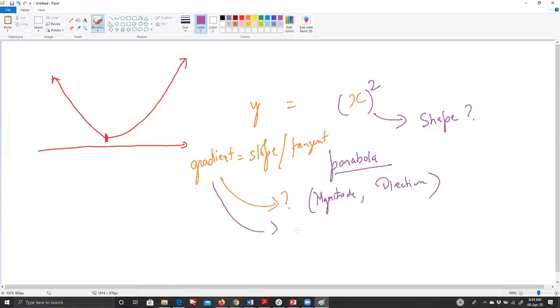How is gradient calculated? Some people rightly said tan theta, or you could basically do a differentiation. Normally you go to the ordinary differentiation or the partial differentiation.